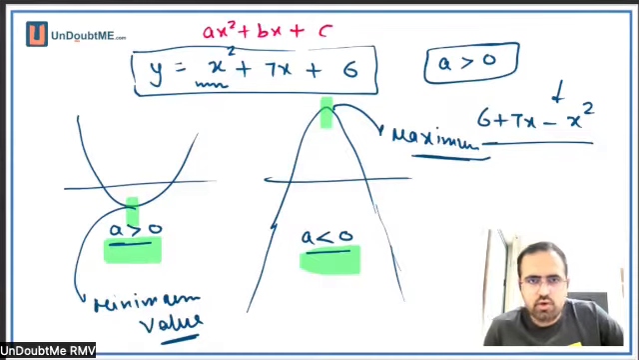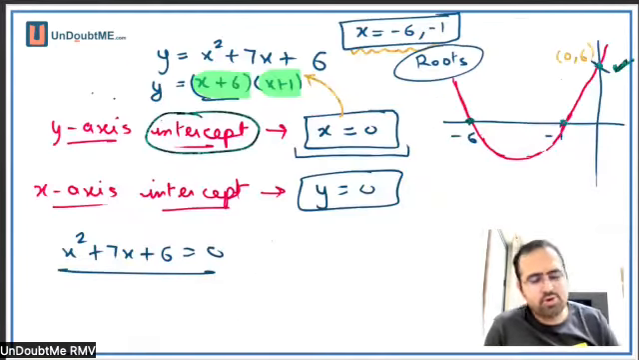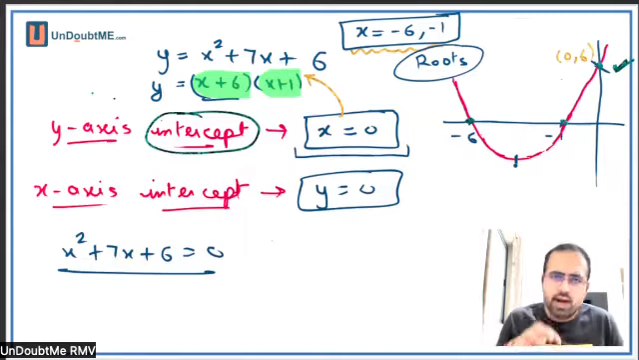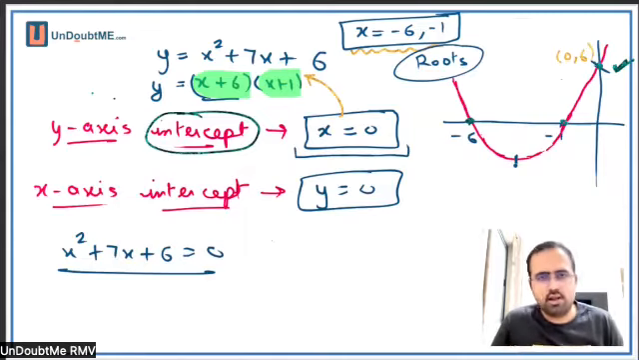So in both the cases, according to the case, they will ask you for the minimum or maximum value. Now, how do we have to obtain it? All you need to do is get the x coordinate somehow. All quadratic graphs are always symmetric. I repeat, they are always symmetric.